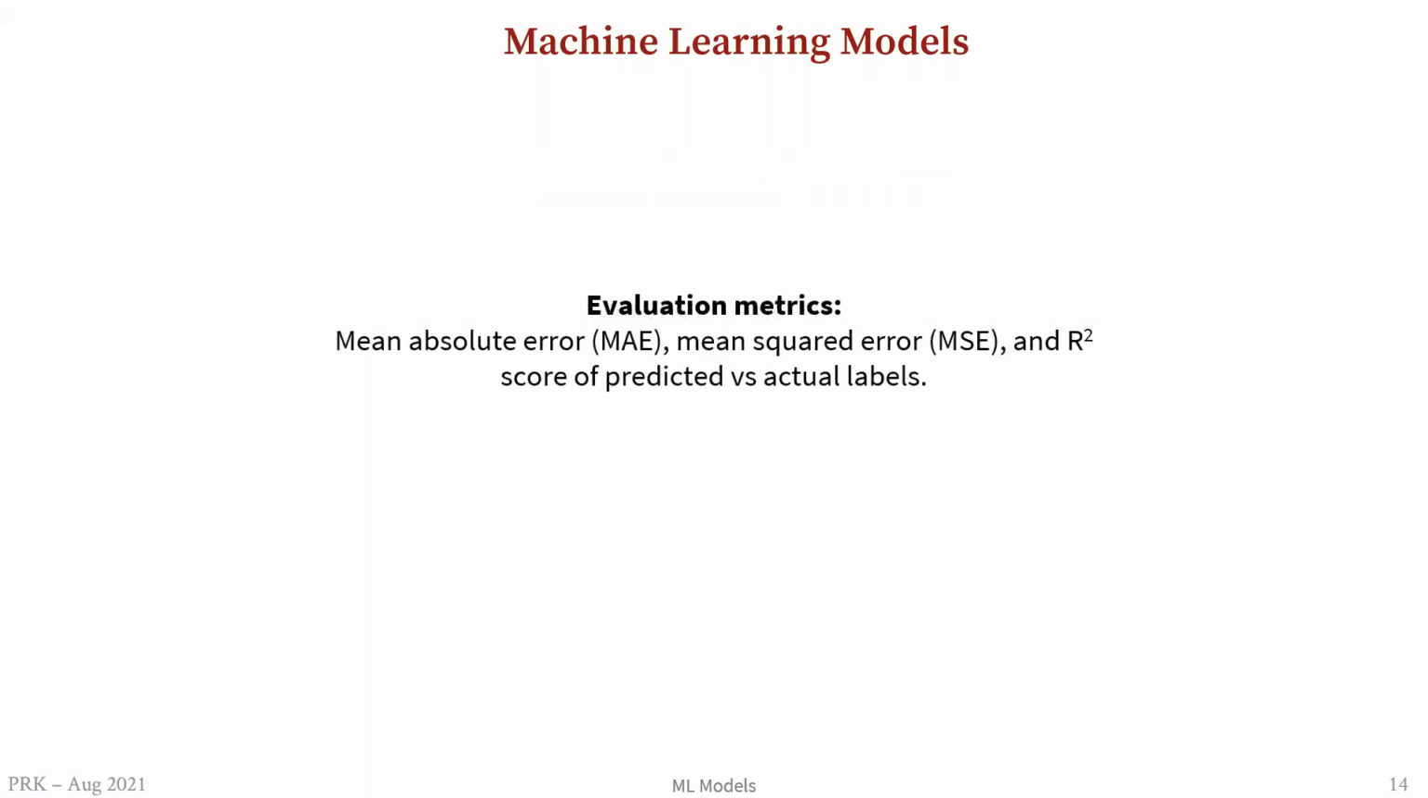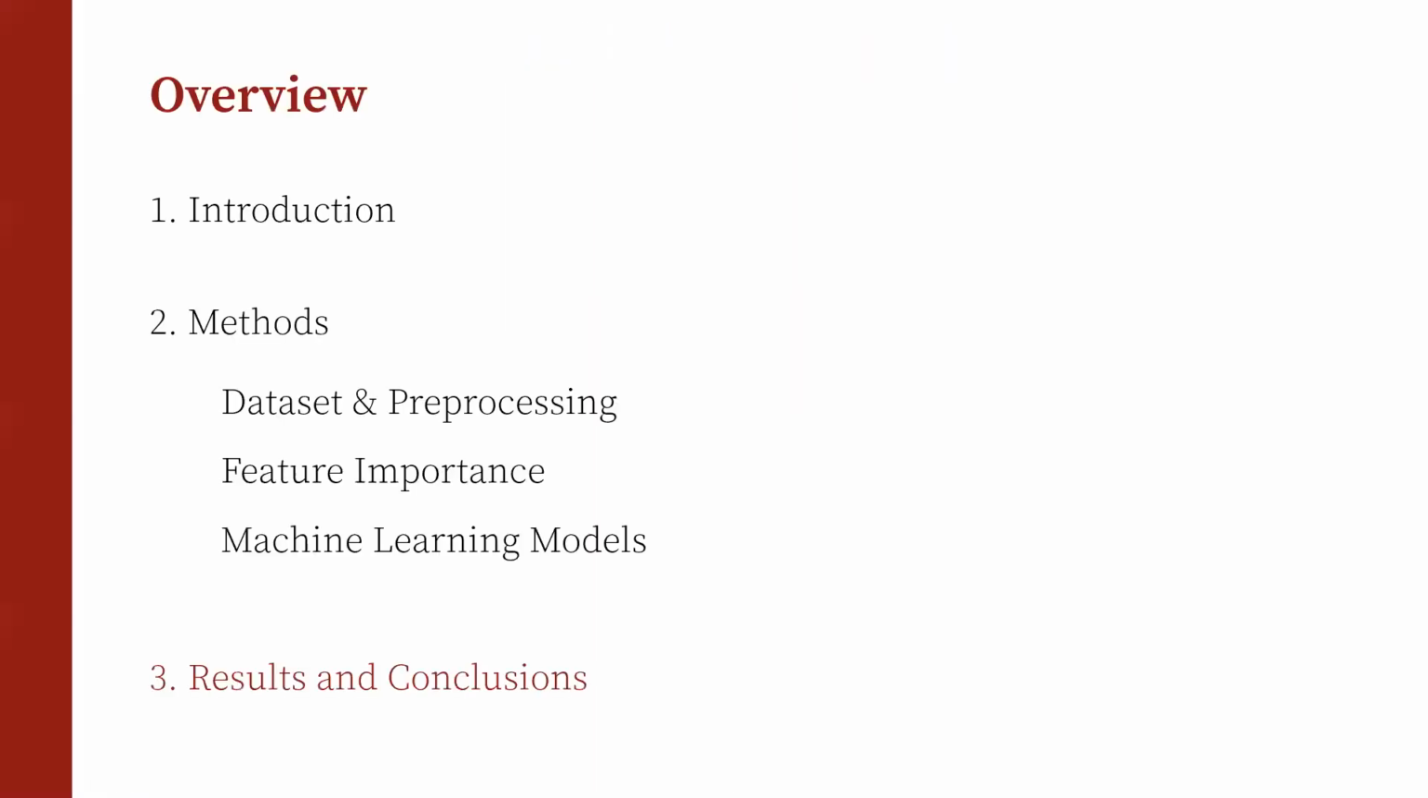As for the evaluation metrics to see how our models were doing, we use mean absolute error, mean squared error, and the R-squared score of predicted versus actual labels, which again were the natural log of the prices. Now let's get to the results that we got using these machine learning models.